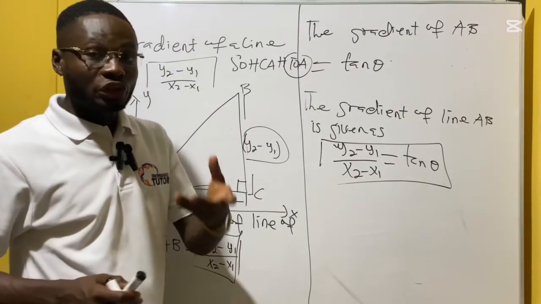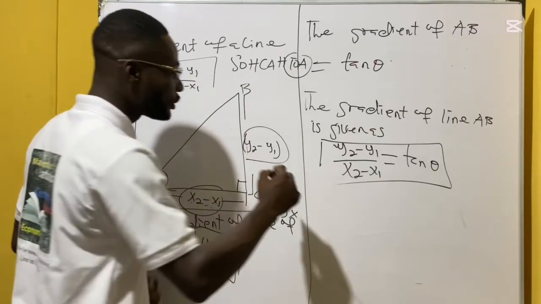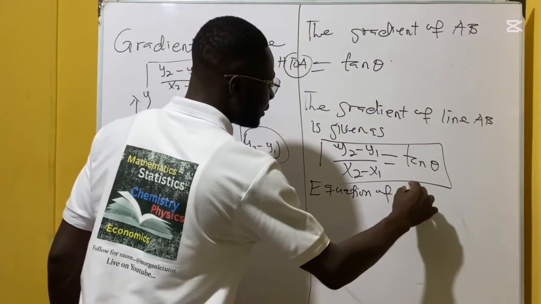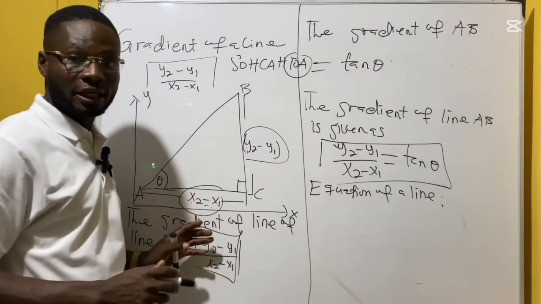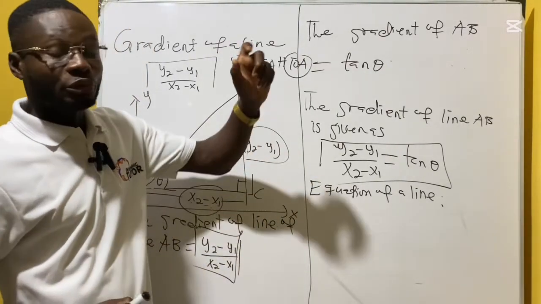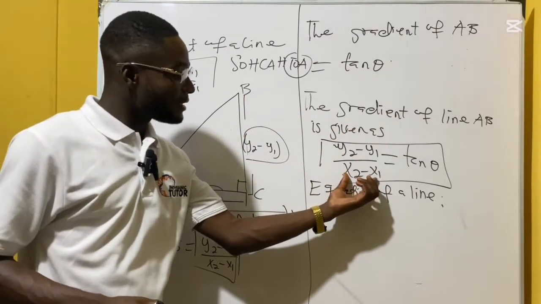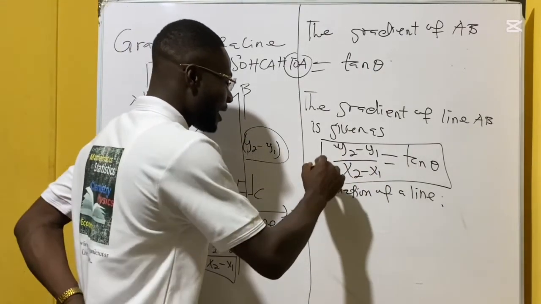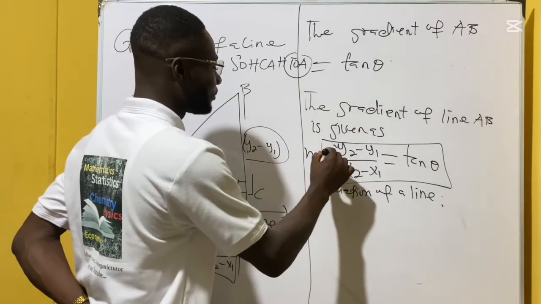Now, we continue with equation of a line before we solve an example, okay? So equation of a line, here from this same triangle. If you want to find the equation of a line from 2 points, this is the gradient. So let's, for instance, say that M represents the gradient, so this is basically equal to M.